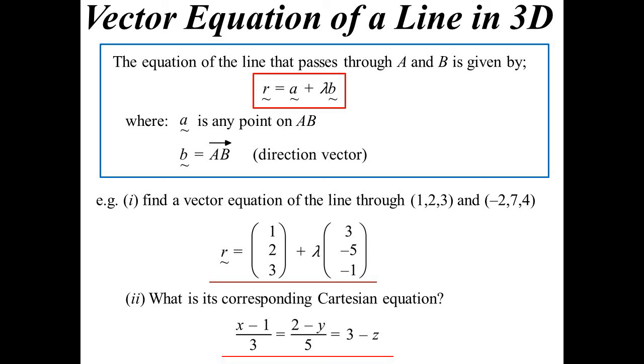The second line, y is 2 minus 5 lambda. Rearrange that, lambda is 2 minus y on 5. And then finally z is 3 minus lambda. Rearrange that, I get lambda is 3 minus z. So all these things are equal.